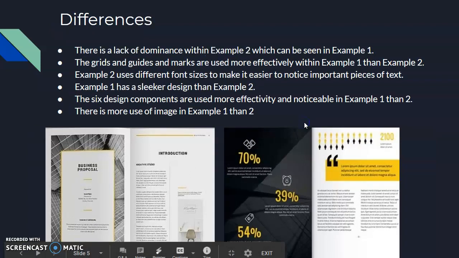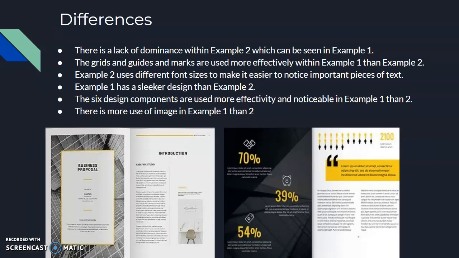Now on to the differences. There are differences between both of these designs. Examples of this is the fact that there's a lack of dominance within example 2, which can be shown in example 1. This is because of the fact that design 1 is more appealing to the eye and more dominant and grabs the viewer more than example 2 would, because of its lack of layout, bland colours, and just the way it's overall laid out.